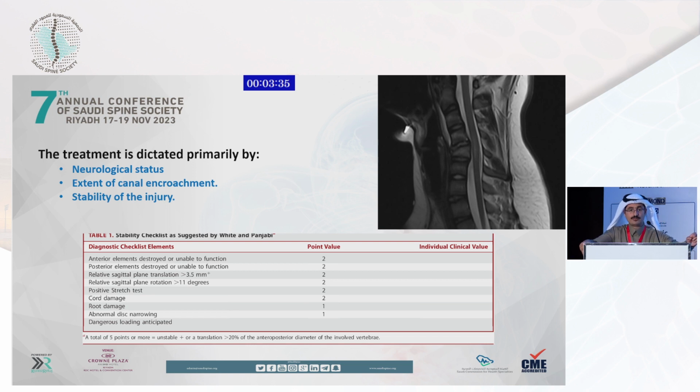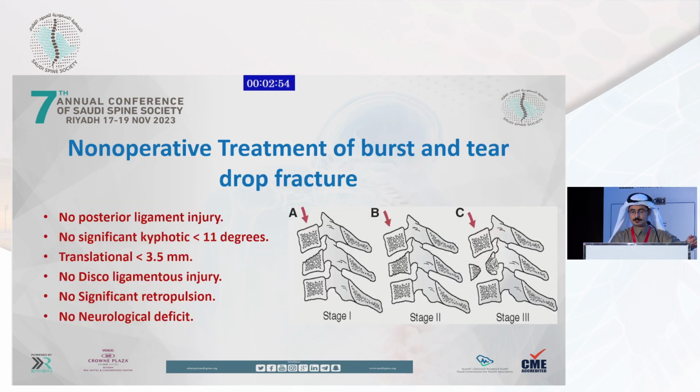In order to identify stability, there are many elements you can check and many criteria you can follow. However, generally speaking, this is a nice checklist, again described by White and Panjabi, where they evaluate the status of the anterior elements, posterior elements, translation, rotations, and neurological deficits, and based on this they decide whether the spine is stable or not. Again, the treatment is dictated primarily by the neurological status of the patient, the stability of the injury, and the extent of canal encroachment.